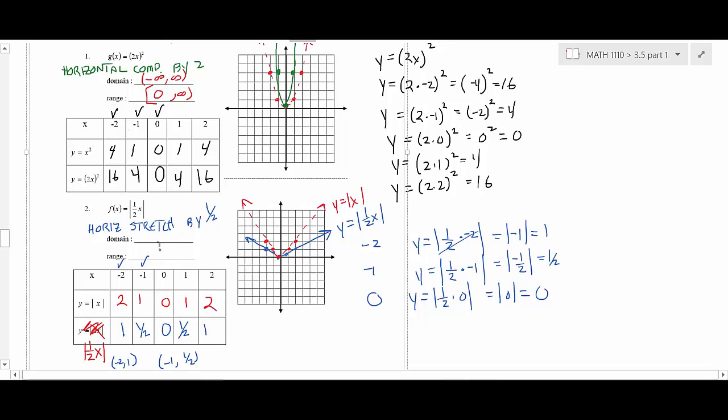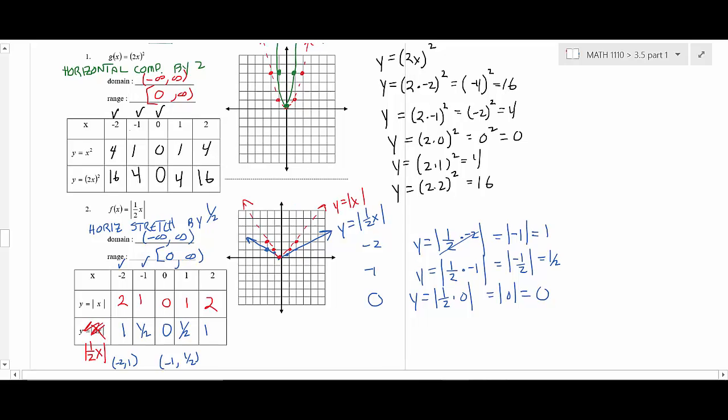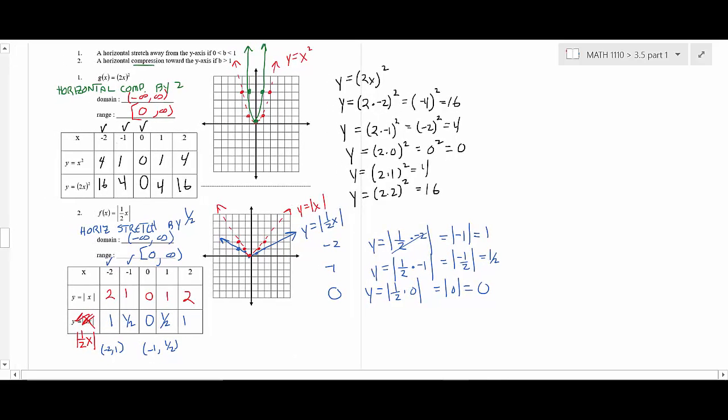Okay, all right. So the domain on this one, again, is all real numbers. The range on this is just like the last one. The lowest value of y is 0. The y's get bigger infinitely, so we would say bracket 0, infinity like that. So that's called a horizontal stretch or compression.